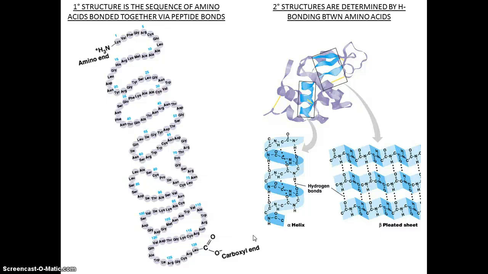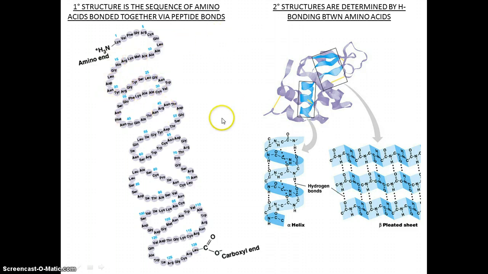Now, proteins have different levels of structure. The first level of structure is called the primary structure, and basically it's a sequence of amino acids, or what we call a peptide chain. So think of it like a pearl necklace where each bead is made up of different amino acids.